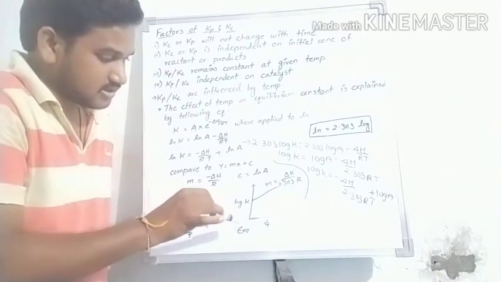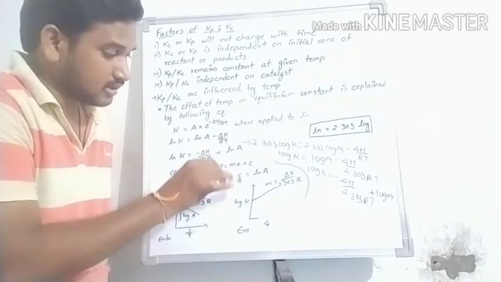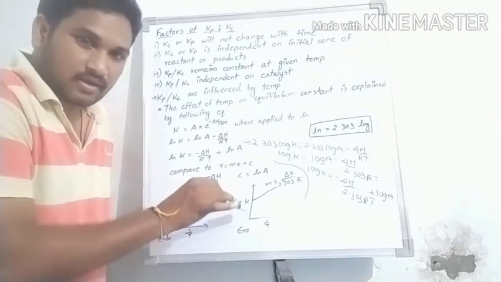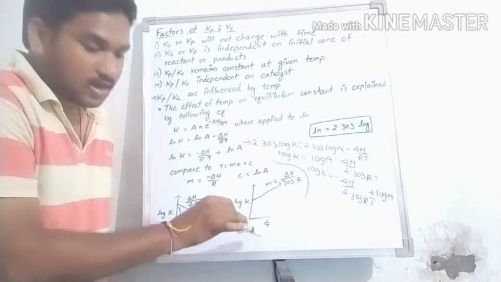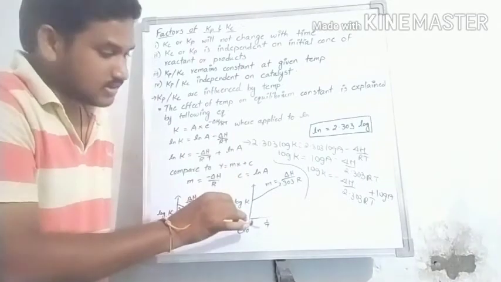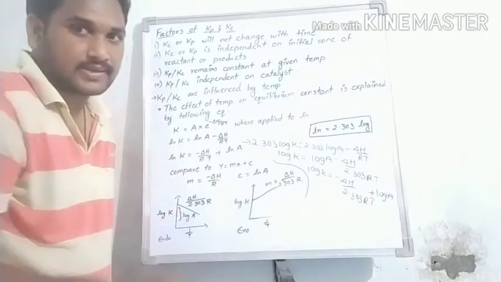Okay, students, for the exothermic reaction, we draw the graph between log K and 1 by T. Log K is taken on the y axis and 1 by T on the x axis.